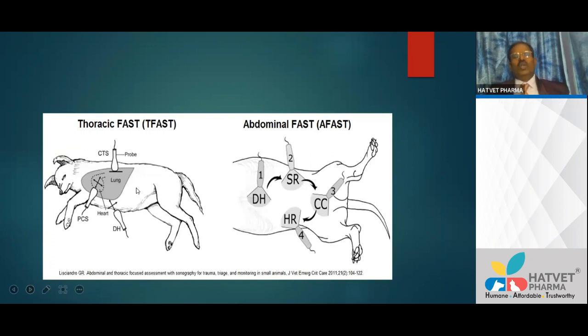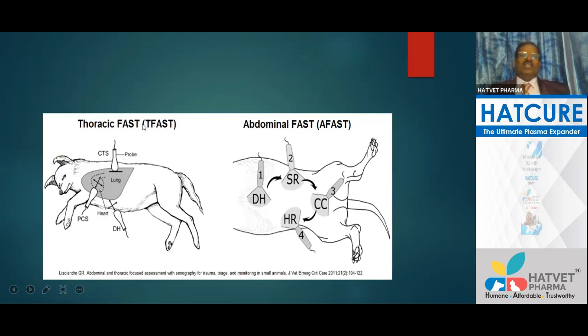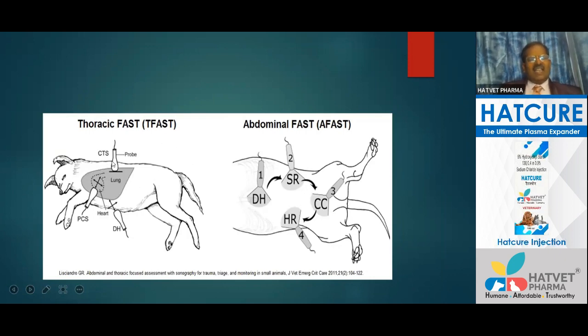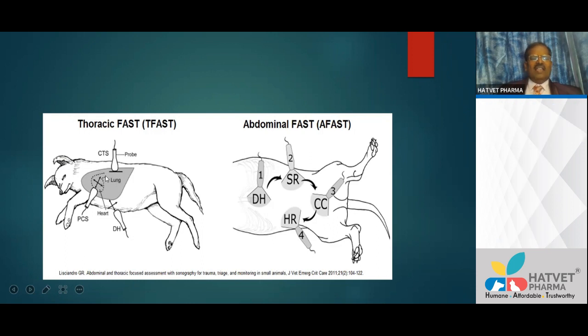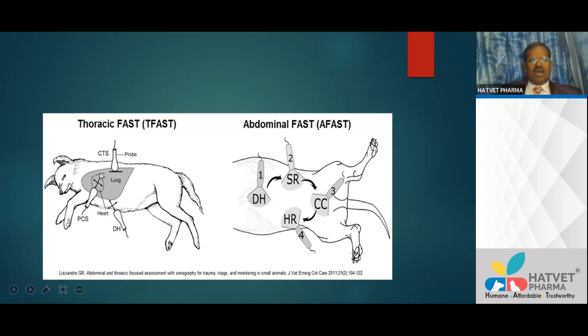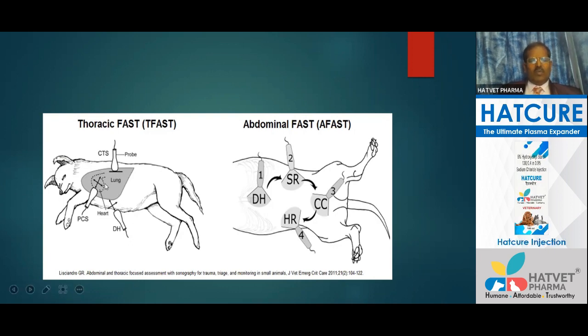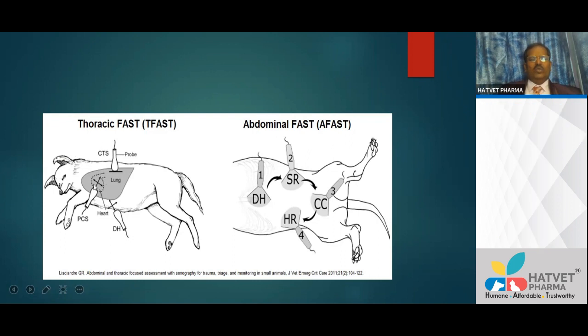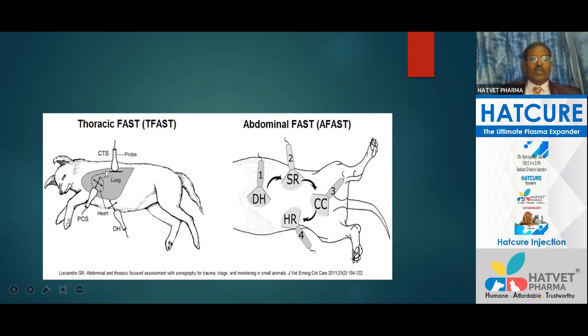These are the areas I told you already. TFAST means focused assessment sonography for trauma for the thoracic cavity. It doesn't mean you do a fast scan of the thoracic cavity. We use the linear probe on the dorsal aspect of the thoracic cavity. Normally the aerated lung will be hyperechoic on ultrasound. As I told you, you need to go in a zigzag way: scan from the dorsal aspect, then the chest tube insertion site, then the middle area, then the pericardial region. Here you can identify the pleural line, which will be hyperechoic. If there is accumulation of fluid, you can see an anechoic area.